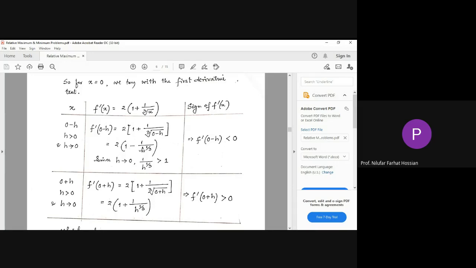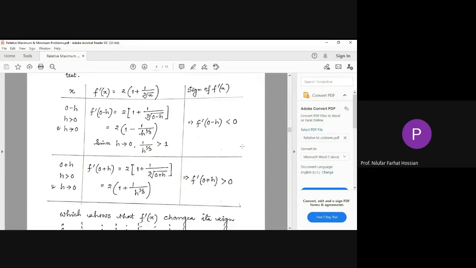Because h is a very, very small number. So if you divide this one by a very, very small number, suppose 1 divided by 0.0000005, ultimately it will be greater than 1. So that's why this number will be negative. So f prime of 0 minus h will be a negative number.